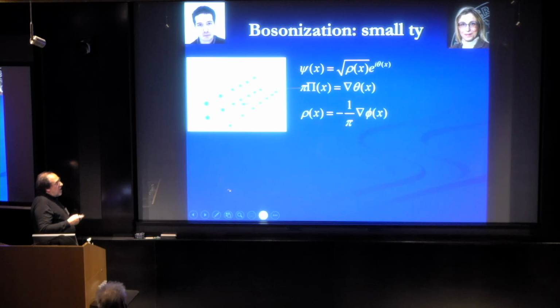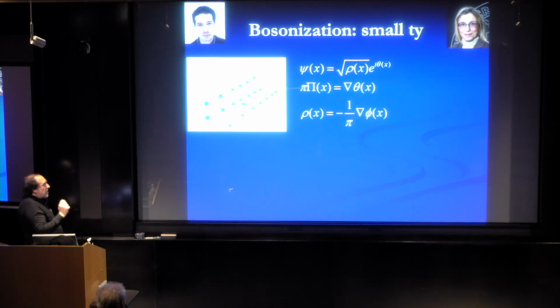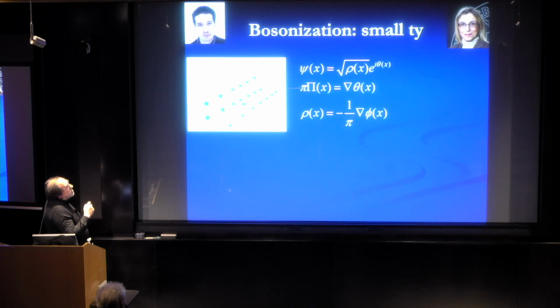So what do you do? If you have bosons, let me take bosons. We can also do fermions, but bosons are simple. There is a representation of the boson operator in terms of collective coordinates. One of these coordinates is the phase of the boson wave function, and the other is a collective coordinate connected to the fluctuations of the density. And essentially, the density is rho 0, minus 1 over pi, the gradient of another phase.